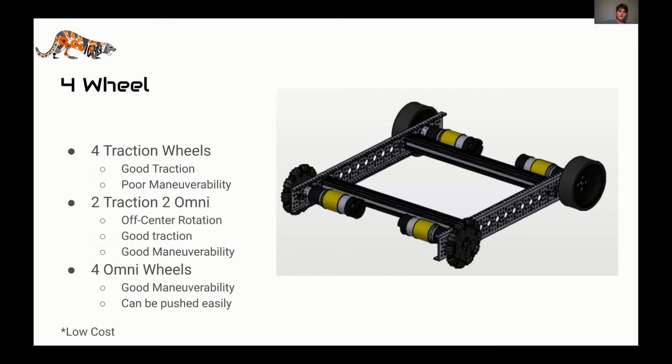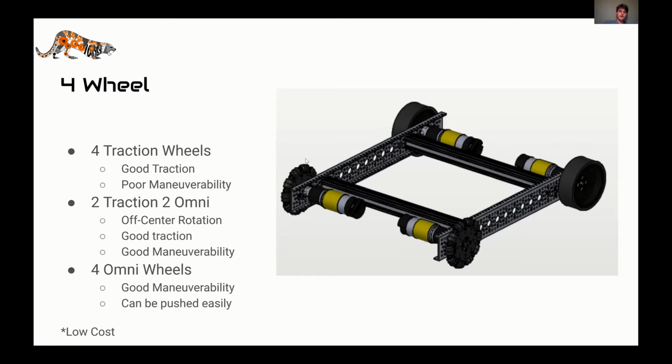One of the kinds of drivetrains that we were talking about earlier is the four-wheel drivetrain. There are a few different variations of this. The three configurations that we have to talk about today are the four traction wheels, and those are these bigger wheels in the back. They can only go in one direction. It's got good traction, but it doesn't maneuver that well.